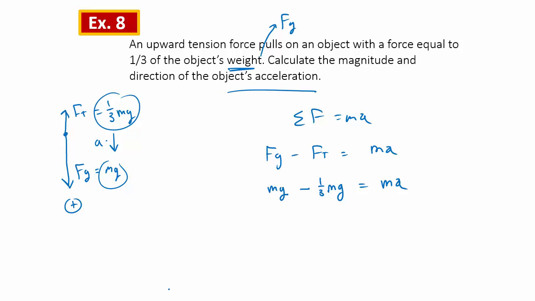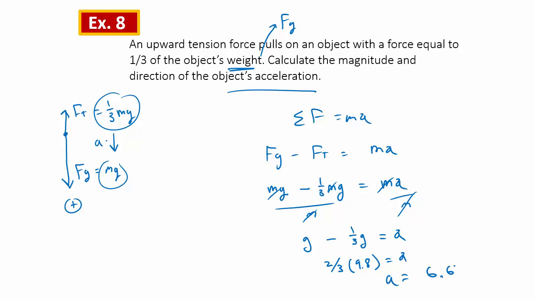And now I see a like term of mass in every single term. So if I divide both sides by m, I can simplify this into a much simpler expression. It doesn't matter if I don't know the mass. And so once I get to this point, g minus 1/3 g, that's just 2/3 g, which is 9.8. It's going to be equal to a. Our acceleration is going to be 2/3 g, which is 6.53 meters per second squared.